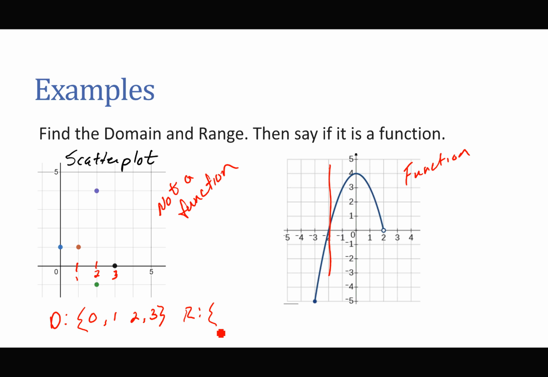And then my range is simply all the y values. So I know I have 1 for these two. Both of these have a y value of 1. I have -1 for this one. I have +4 for this one, and 0.